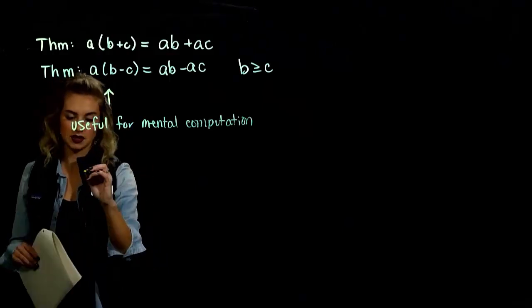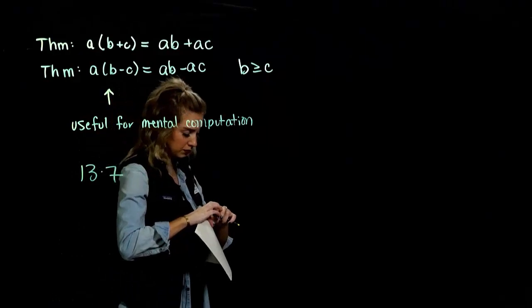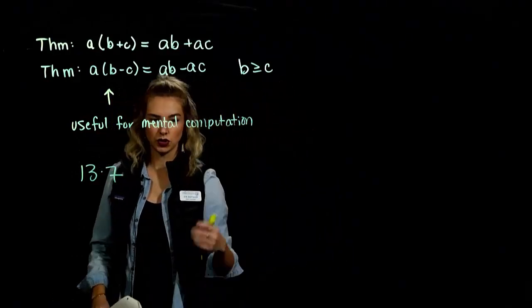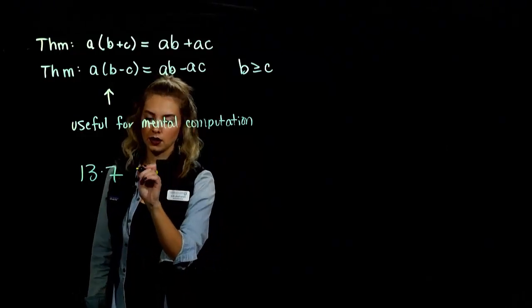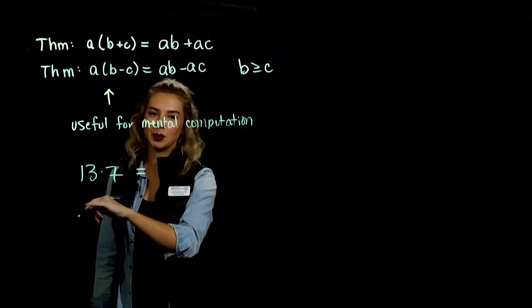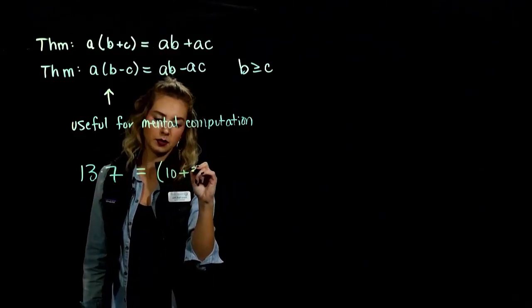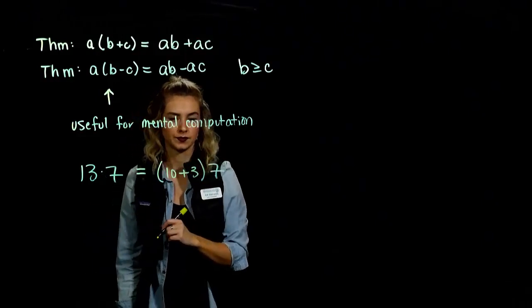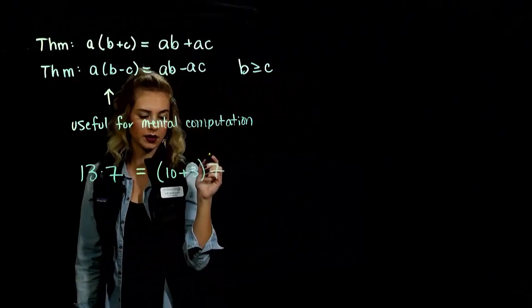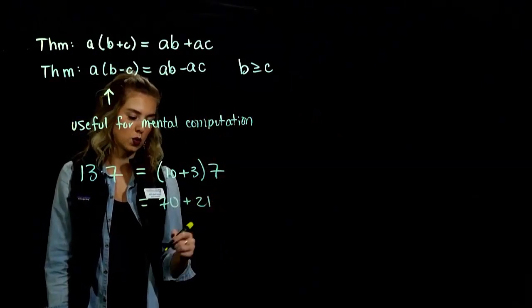So what does that mean? For example, if I give you, or a student, 13 times 7, it might be a little daunting to compute mentally. We could write it out on paper really quickly, but we could break this up and use some of these laws. So 13 is the same as 10 plus 3, times 7. So now we can compute what? 7 times 10, which is 70, and 7 times 3, which is 21.